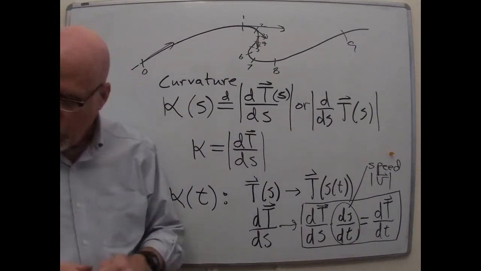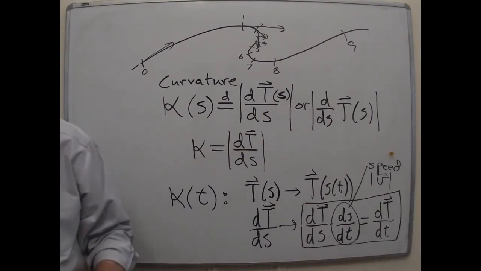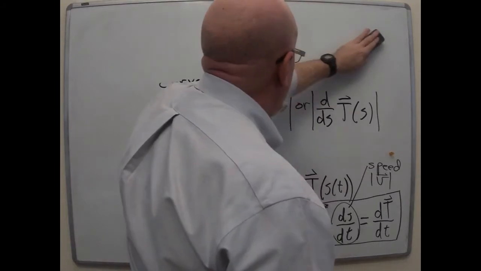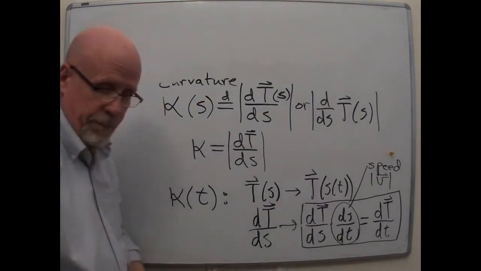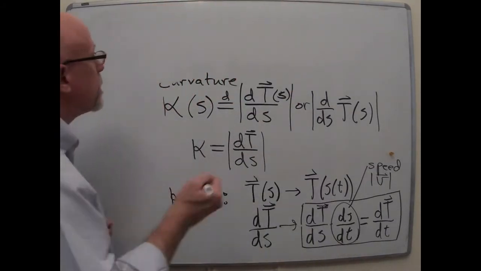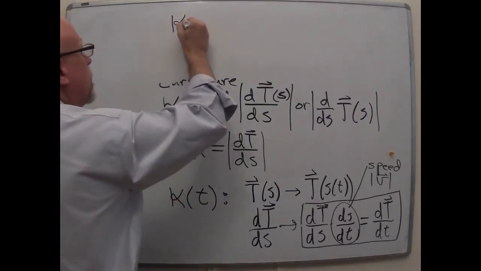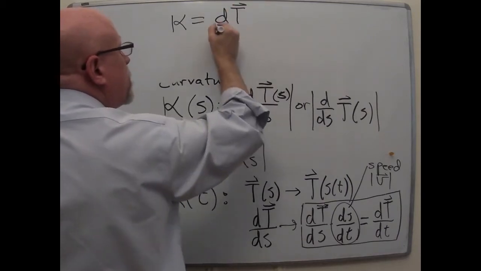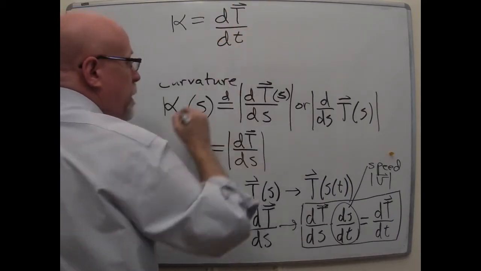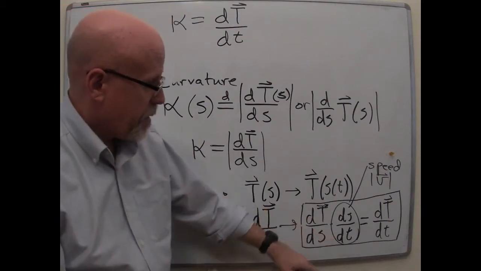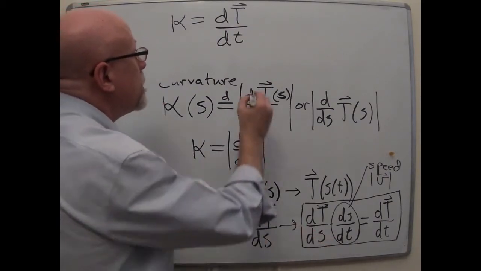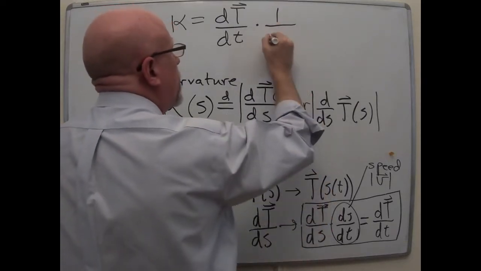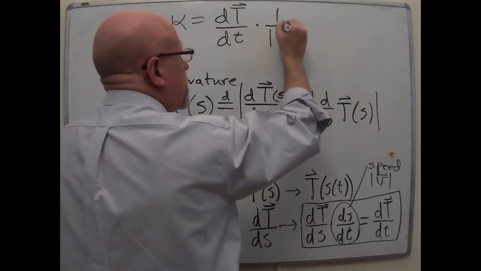Right. All right. So I'm going to give you how to figure out kappa in terms of the parameter t. It's just this. Kappa is equal to, take the derivative of the expression for the tangent vector with respect to time, but you've got to fix it up because of this factor of the speed. It turns out we need to divide both sides by the speed. So I'll write it as 1 over the length of the velocity vector.